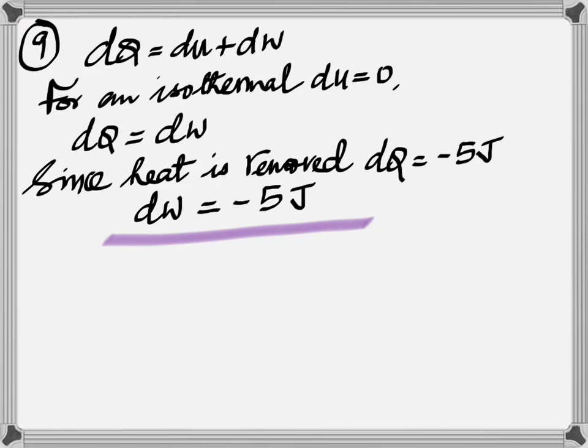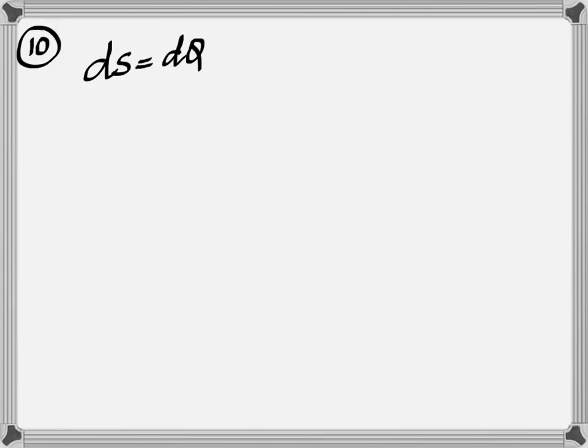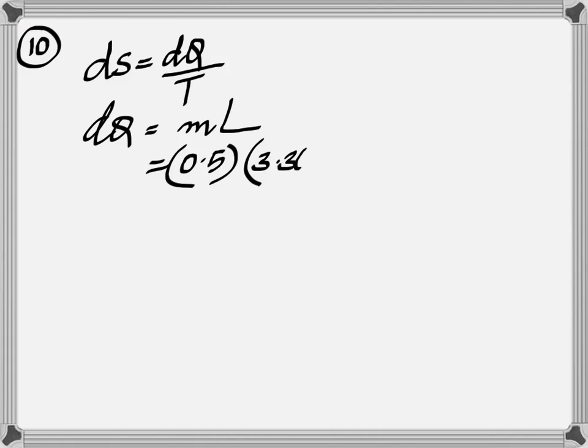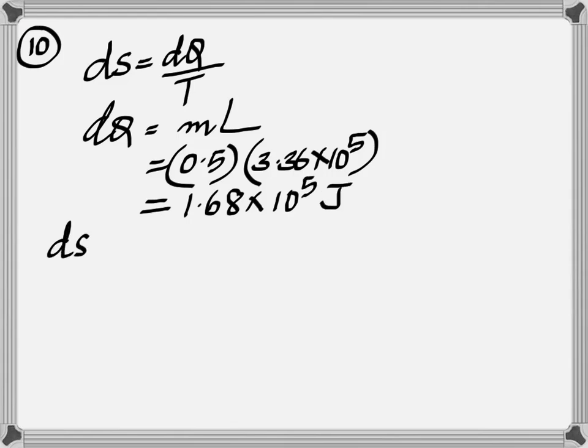dS is dQ by T. And dQ is m times the latent heat from the last chapter. So that's 0.5 times the latent heat of ice, which is 3.36 times 10 to the 5. That will be given to you. And 1.68 times 10 to the 5 is dQ. And dS is just dQ divided by T.